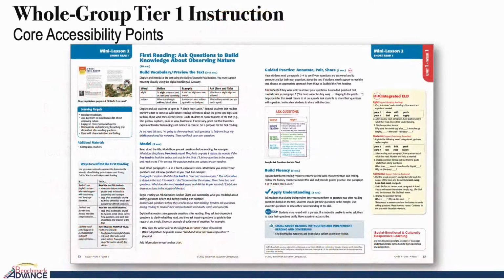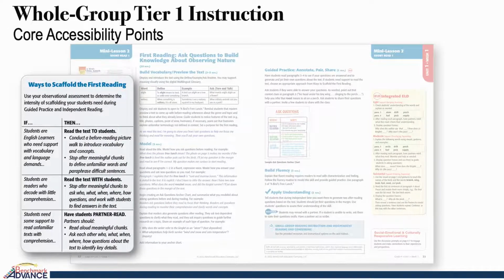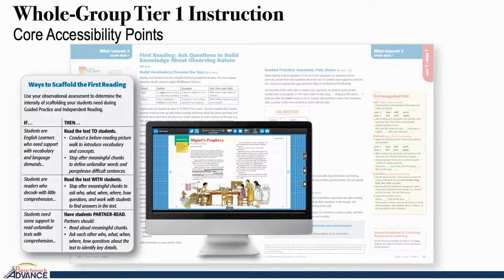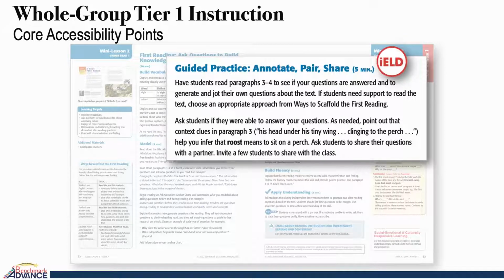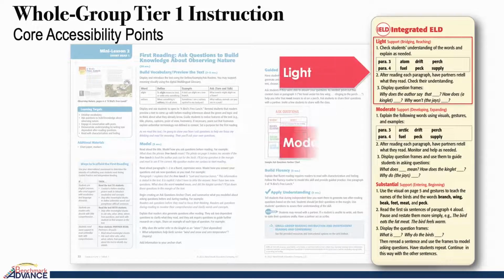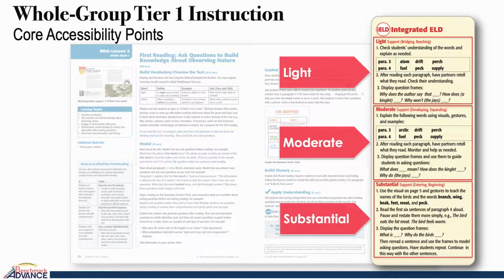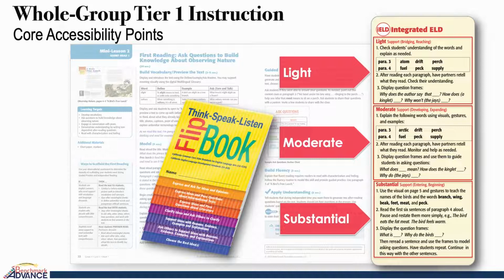It begins in whole group, with supports in each lesson. The first read provides ways to scaffold complex text with an if-then chart, including multisensory supports like audio for all texts. Integrated English language development support is provided for every lesson that scaffolds all students as they develop language. You'll find light, moderate, and substantial support specific to each lesson. And the Think, Speak, Listen flipbooks provide sentence frames and sentence starters to support academic conversations.